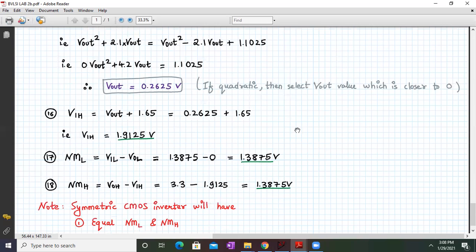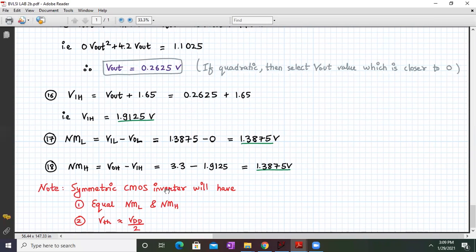So you see over here the noise margins are coming out to be almost the same, 1.3875. For a symmetric CMOS inverter, we get equal noise margins. That means it will interpret logic 1 and logic 0 equally. What's the advantage? Equal percentage, equal chance. And VTH will be close to VDD by 2.